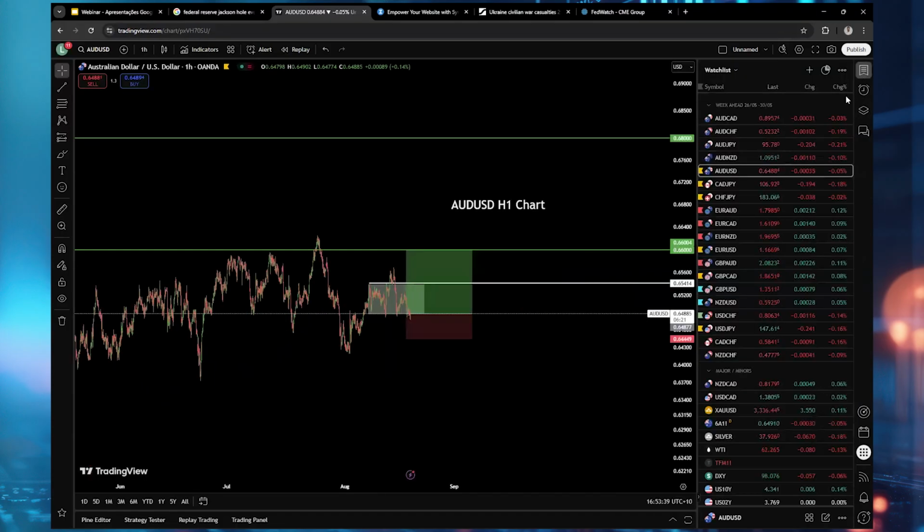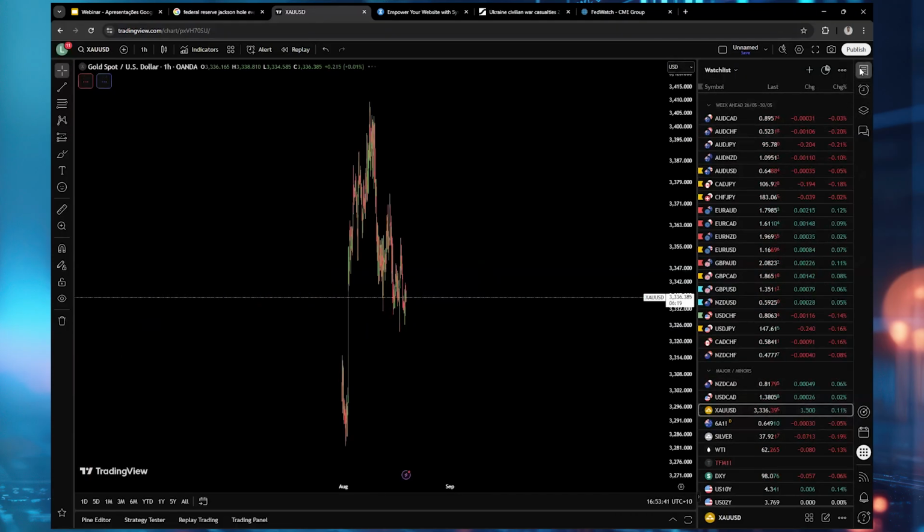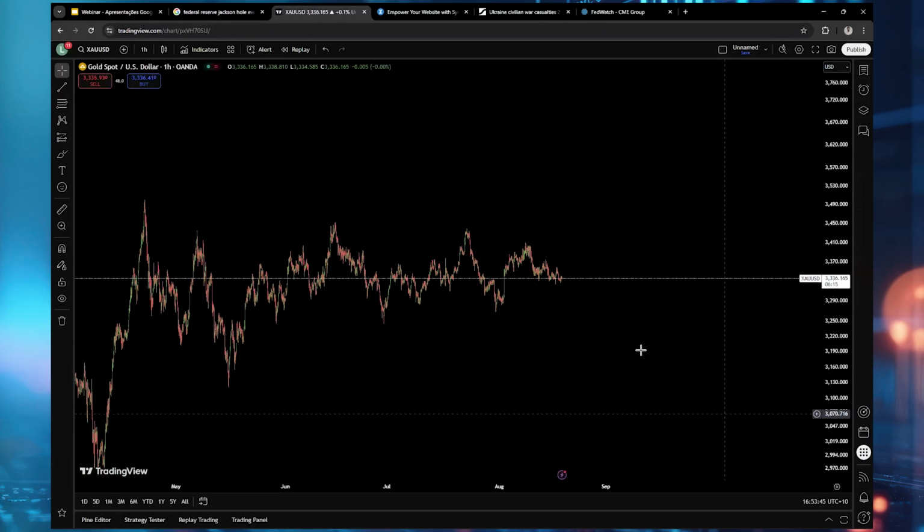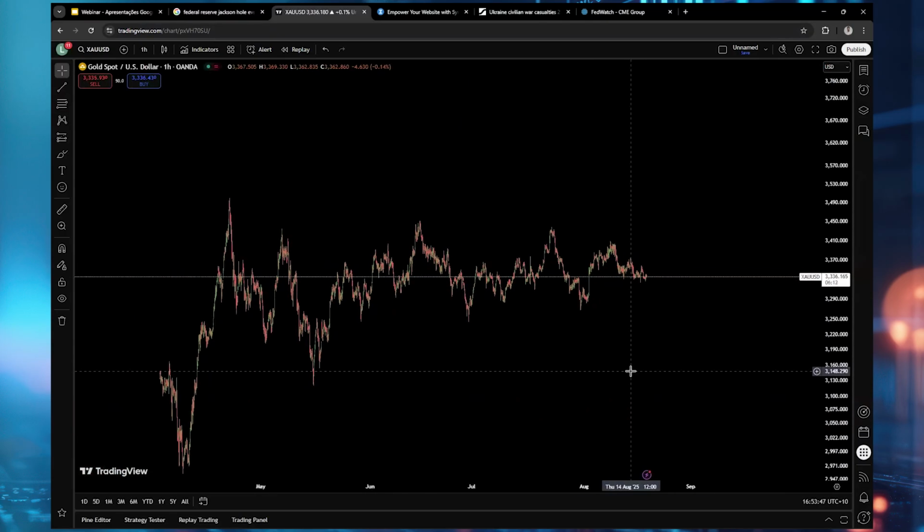Now, last but not least, we've got the gold metal. Okay. So just looking at this 1 hour chart, we can see something that has been annoying me for the last 5 months, pretty much. It's consolidating literally since May. It hasn't moved since May.